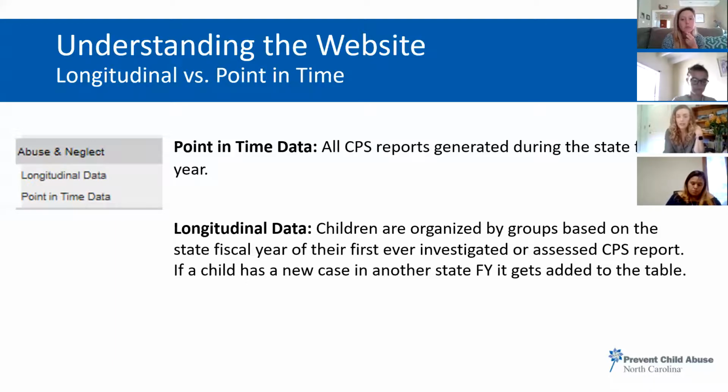To give you all an example, if you're looking at fiscal year 15, there might have been, in the point in time data, 100 children. But then when you go to the longitudinal data, there's only 45 children there, because it's only showing the 45 for whom this was the first year they had an investigated case. Now, let's say in fiscal year 16, so the next year, a child in that fiscal year 15 longitudinal data has another case that happens. They will actually add that case to that fiscal year 15 longitudinal data table.